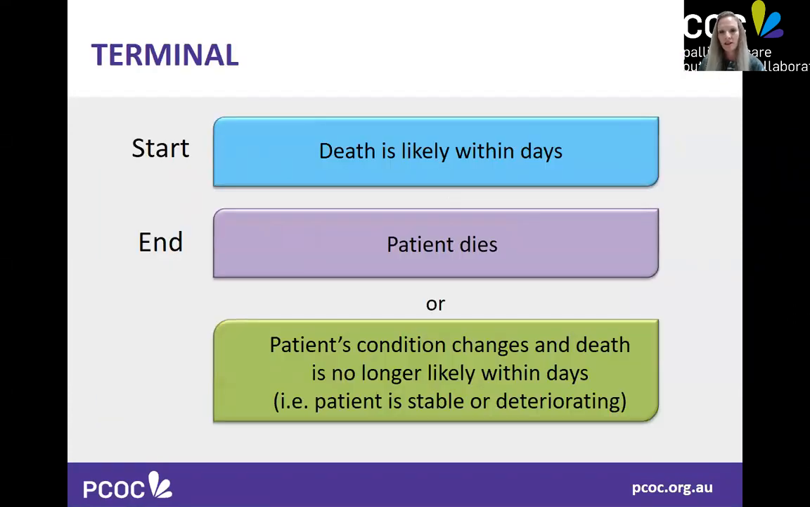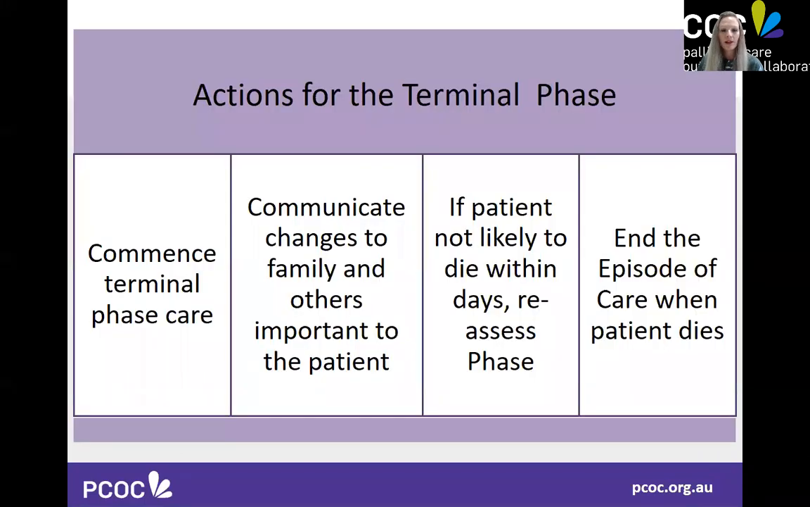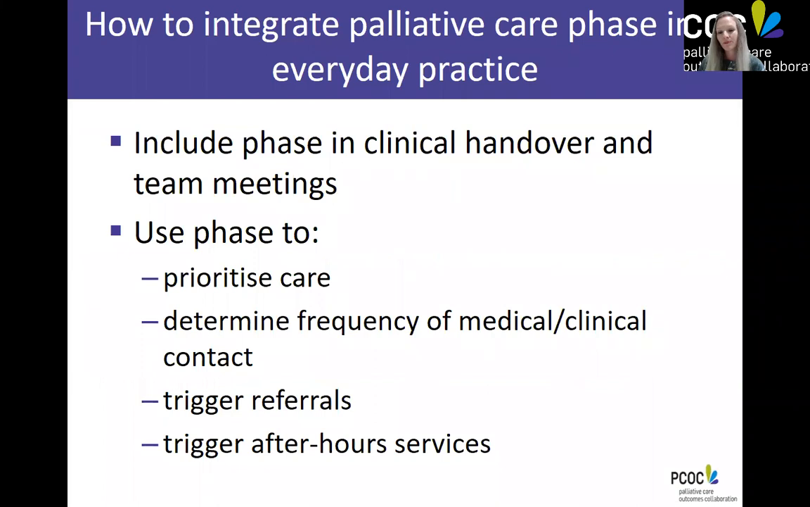Terminal phase is that death is likely within days and it ends when the patient dies. However, if the patient's condition changes and death is no longer likely within days, the patient can move to the stable or deteriorating phase of care. So actions: well, you commence terminal phase care, you communicate changes to family members, and if the patient's not likely to die within days, you can reassess phase. If the patient dies, you end the episode and there's no further PCOC scores.